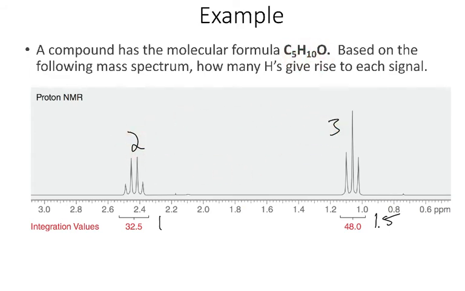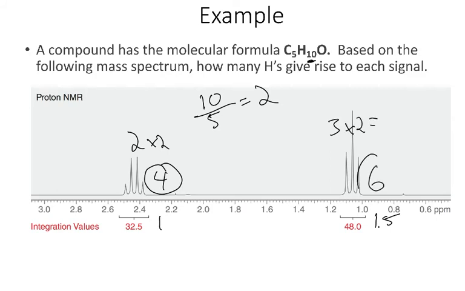So what we can do is take the total number that we know from the formula, 10, divide that by the sum of the relative numbers, in this case 5, and this will tell me what I have to multiply each relative number by to get the total number. So 2 times 2, that tells me that 4 protons give rise to that peak, and 6 protons give rise to that peak. And we can double check. 4, 6, 10, I've accounted for all my protons.